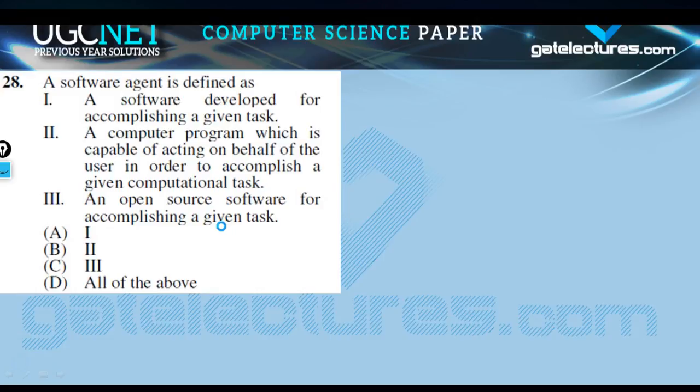Okay, so basically a software agent in artificial intelligence is defined as a computer program which is capable of acting on behalf of users in order to accomplish a given task. Okay, so a software agent in artificial intelligence is defined as a computer program which is capable of acting on behalf of the user in order to accomplish a given computational task. So option B is the only option which is correct according to the definition of a software agent.